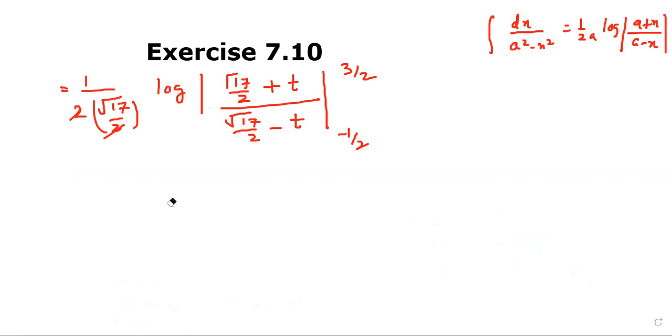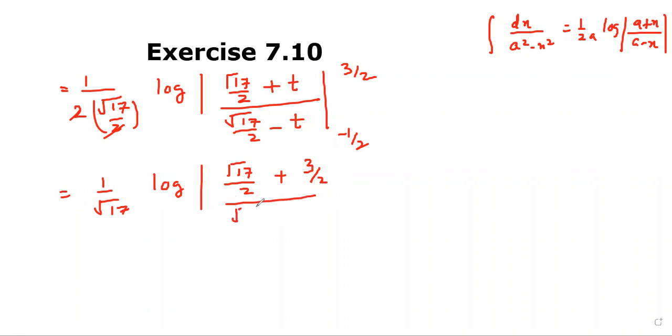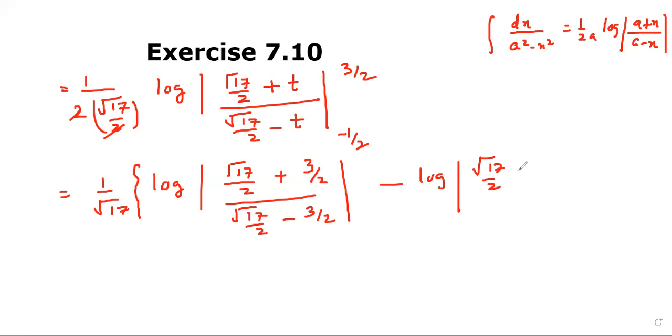Now further we put values of t. So 1 upon root 17 times log of root 17 upon 2 plus 3 by 2 divided by root 17 upon 2 minus 3 by 2, minus log root 17 upon 2 minus 1 by 2 divided by root 17 upon 2 plus 1 by 2.